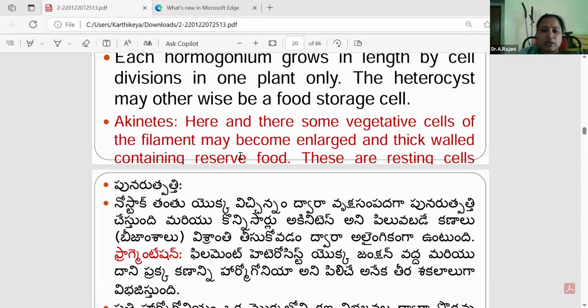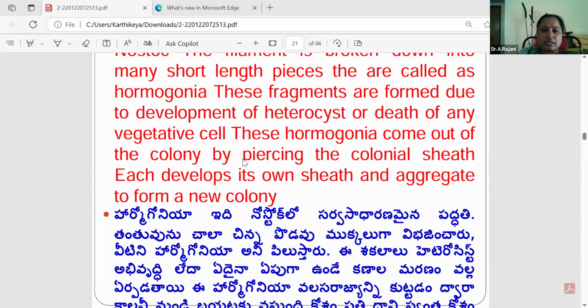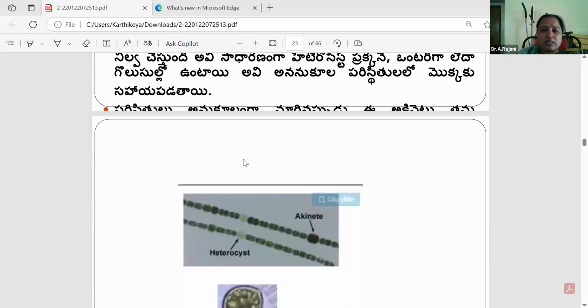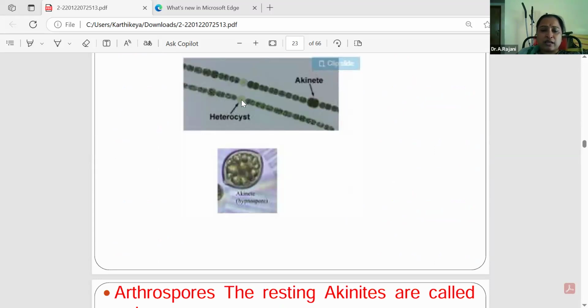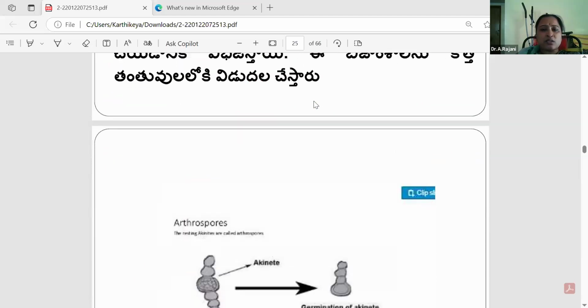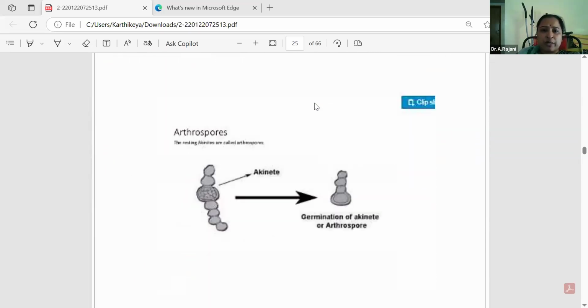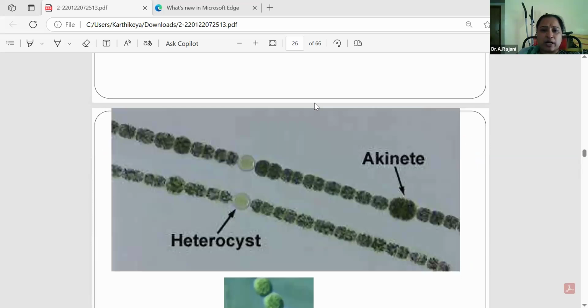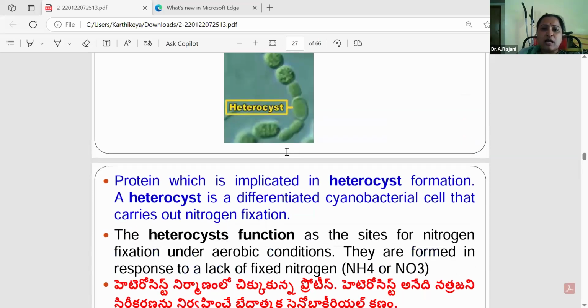Akinetes also I will explain from the earlier slide where the akinetes are. What is the importance of akinetes? See, this colorless part is called the heterocyst, and this colored part is called the akinete. In the akinetes, they store food material. These are the reproductive akinetes and the heterocyst.